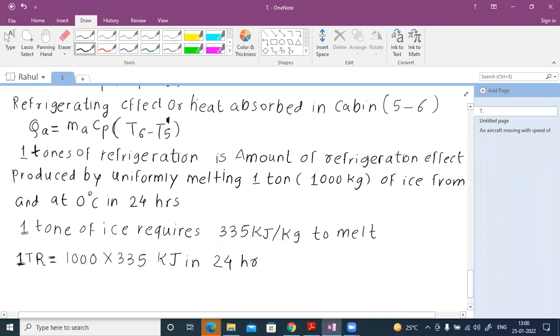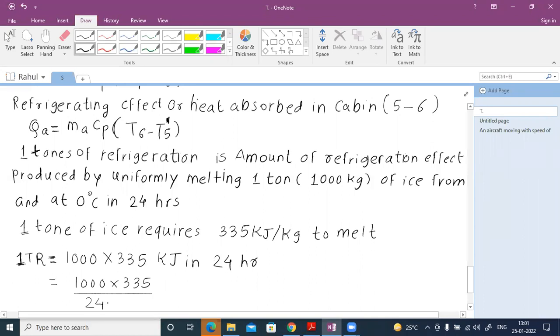Simple, see, for melting 1 kg, we require 335 kilojoule. So for melting 1000 kg, we require 1000 into 335 kilojoule. In how much time? In 24 hours. Now this is in hours, so I will convert it into minutes. See, 1000 into 335, this much heat it requires in 24 hours.